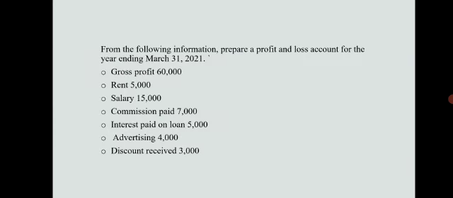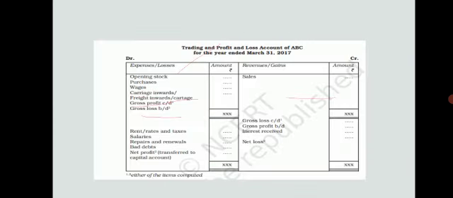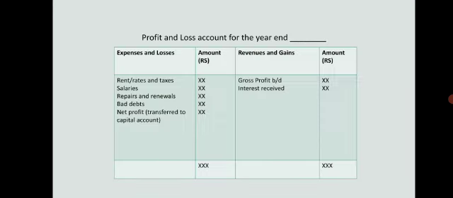So this is the format of the trading and profit and loss account. You can prepare the trading account separately and the profit and loss account separately, but to save time, it is advisable to prepare both in one statement itself, and we write the heading as Trading and Profit and Loss Account for the year ended 31st March, whatever the year might be, right?